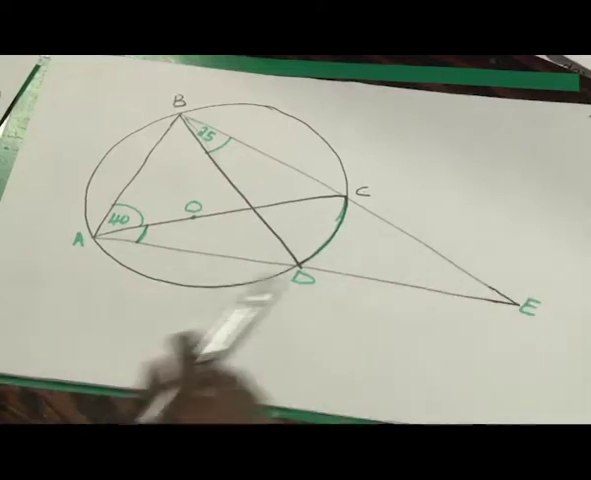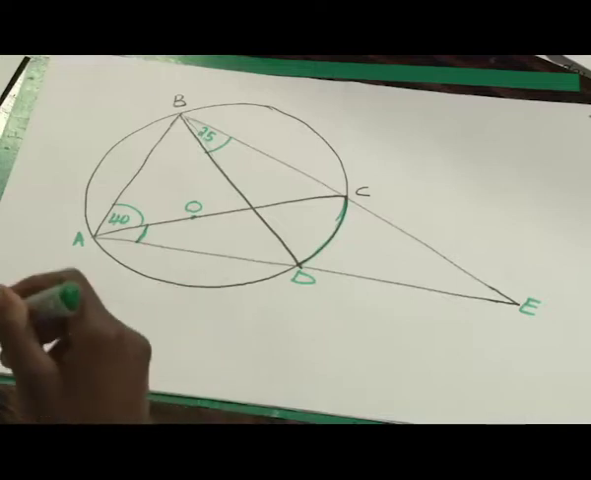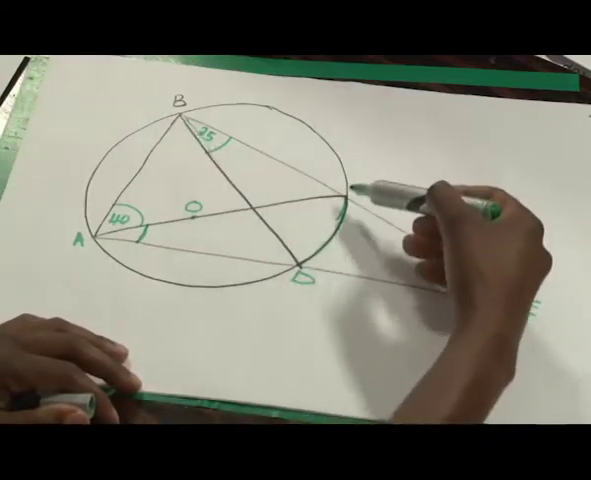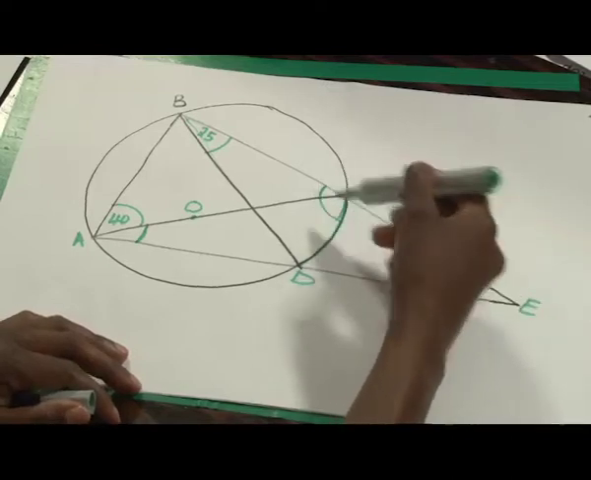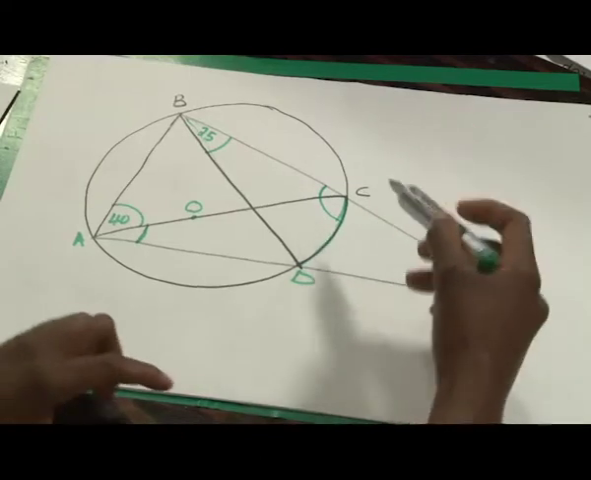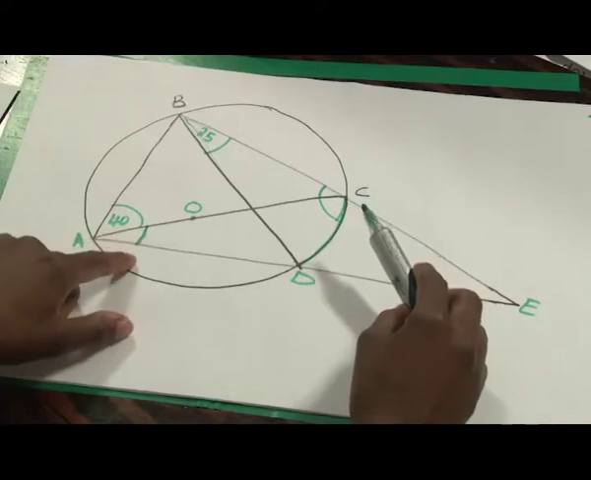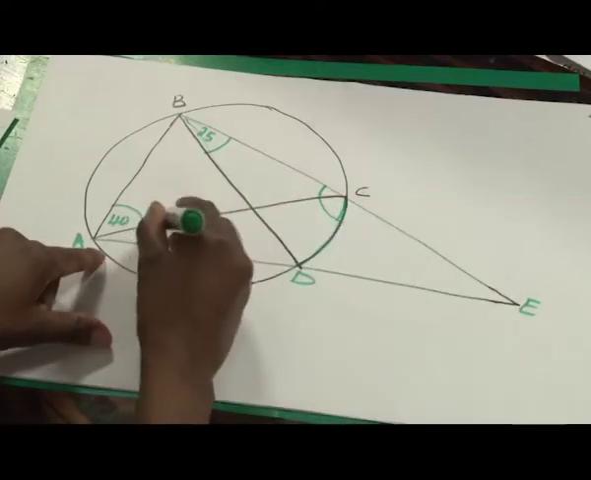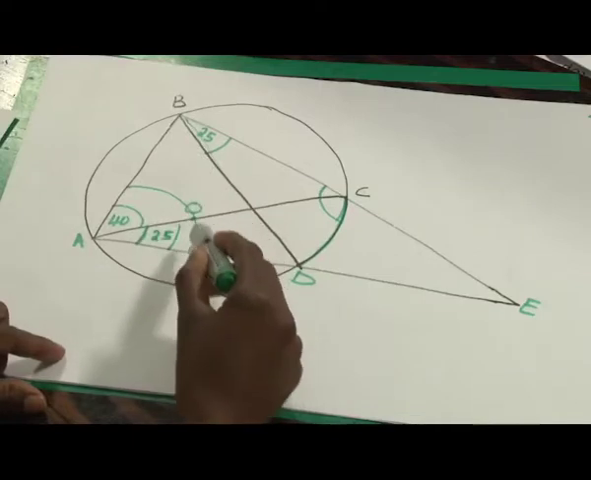The next question, B, find the size of angle BCD, giving a reason for your answer. Angle BCD, we are talking about this angle here. We want to find the value of this angle, and we give a reason, or we show our calculation. How are we going to calculate this angle? We know that angles in opposite segments are equal. This angle already, we worked out, is 25, so that means this whole angle here is 65.